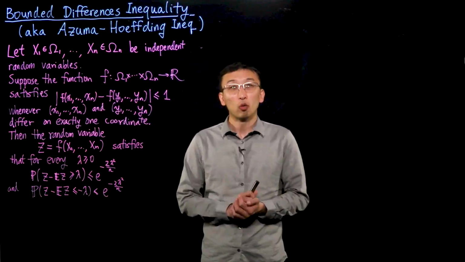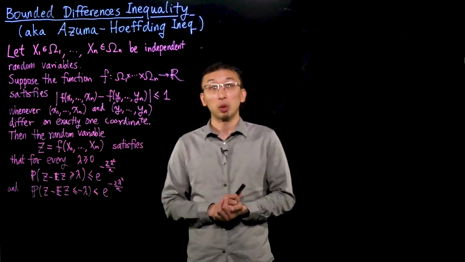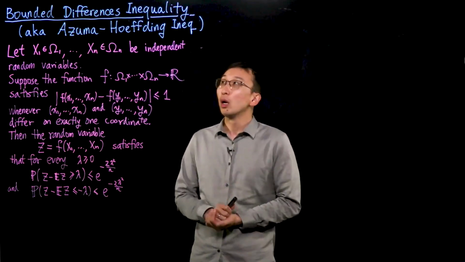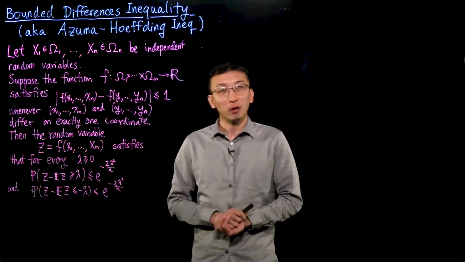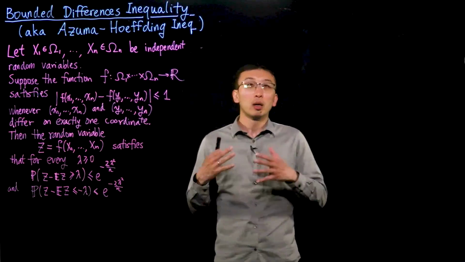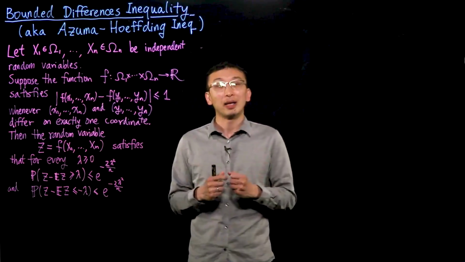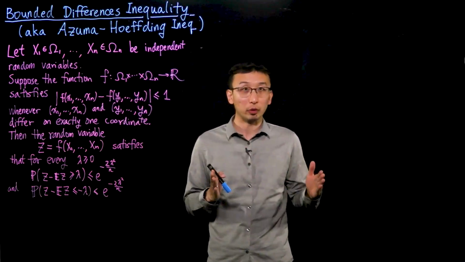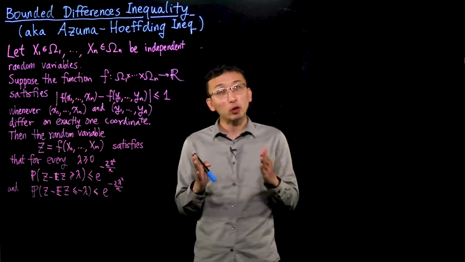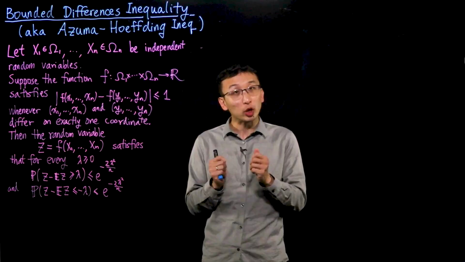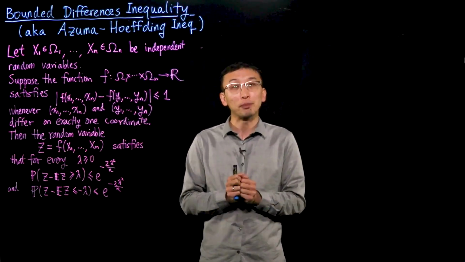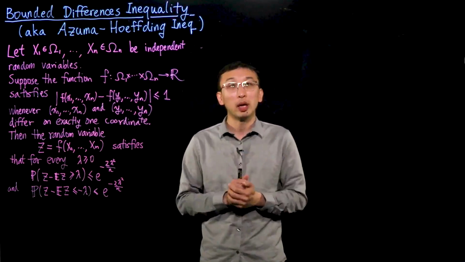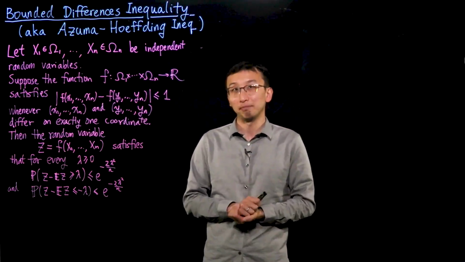In this video, we'll look at a powerful tool in the probabilistic method known as the bounded differences inequality, which also goes by the name Azuma-Hoeffding inequality. This inequality tells us that if we have a function of independent random variables, and this function doesn't change very much if we just change one of the inputs of the function, then the output of this function, given the random input, is fairly concentrated around its mean.